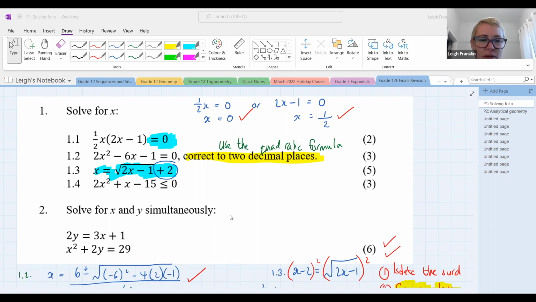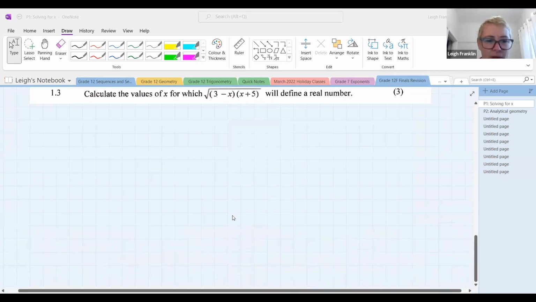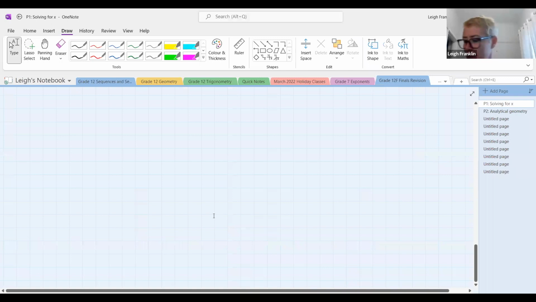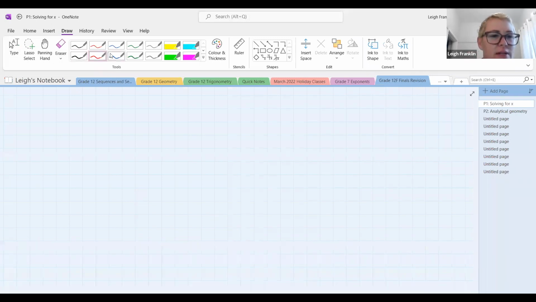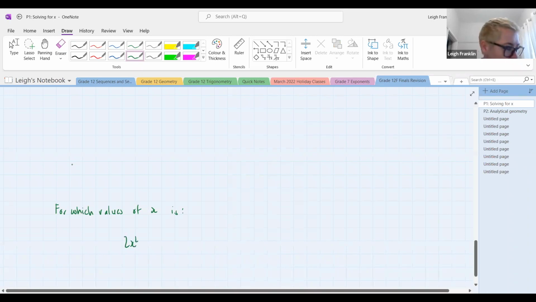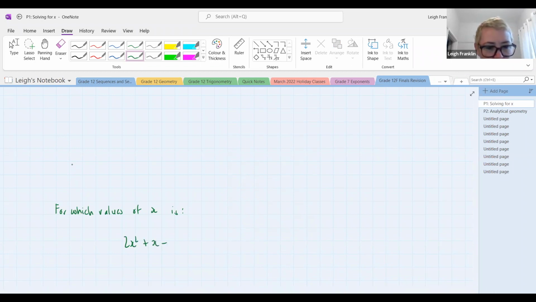All right, so what I'm going to do is I'm gonna go down here, okay? And I just want to talk about this a little bit because I think it's so important for us to understand what this stuff means before we can begin to answer these questions. They're saying to us, for which values of x is 2x squared plus x minus 15 smaller than or equal to 0?